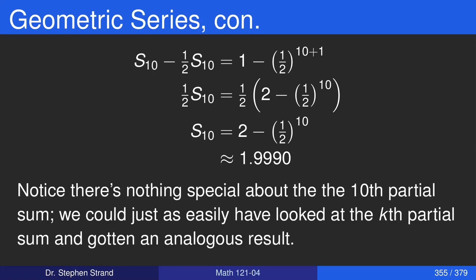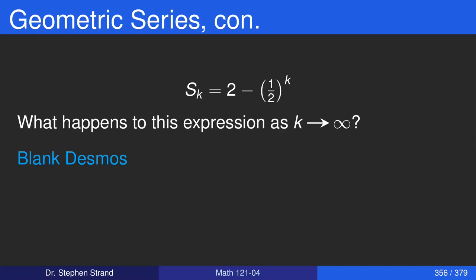Now I want you to notice there's nothing really special about the fact that we were working with the 10th partial sum. We could just as easily have looked at the kth partial sum and gotten an analogous result. So let's take a look at what that looks like. Instead of 10, I'm just going to put the letter k. And now we can ask ourselves, what happens to this expression as k goes to infinity? Because it looks like, if we did our algebra right, that we could calculate any partial sum.